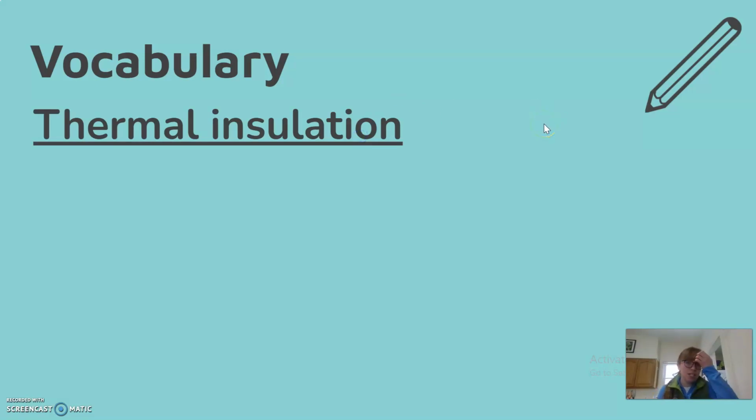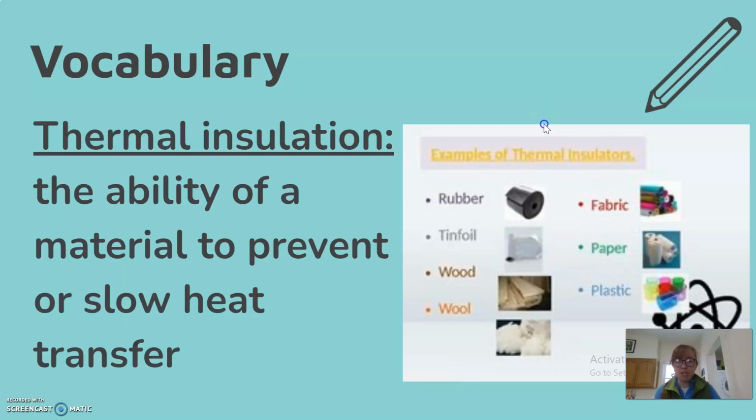All right, thermal insulation. This is the opposite of thermal conductivity. So thermal insulation is the ability of a material to prevent or slow heat transfer. So some examples of objects that are thermal insulators are rubber, fabric, tinfoil, even though that is metal, paper, wood, wool, and plastic.